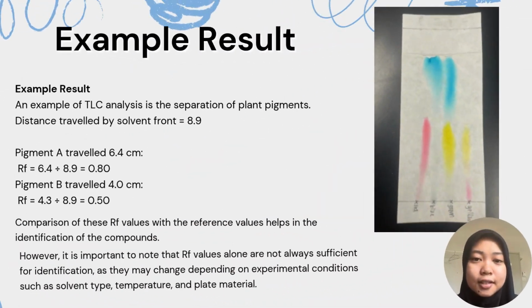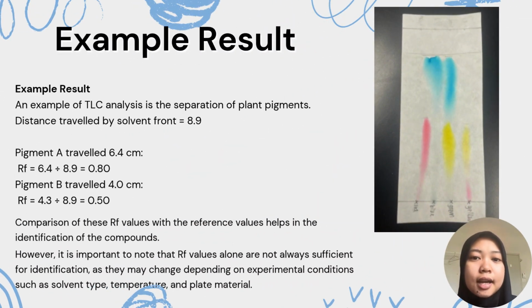As you can see here, this is an example of a result where the TLC analysis is the separation of plant pigments. The distance traveled by the solvent is 8.9, where pigment A travels 6.4. We put our data into the formula: Rf equals 6.4 over 8.9, which equals 0.8. For pigment B, which traveled 4.6 cm, Rf equals 4.6 over 8.9, which equals 0.5. Comparison of this Rf value with the reference value helps in the identification of the compounds.